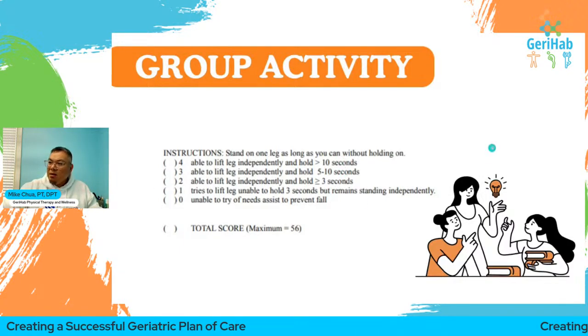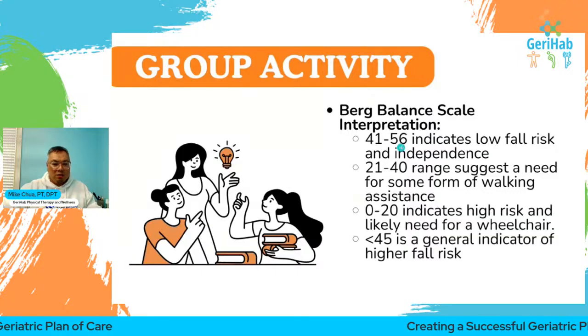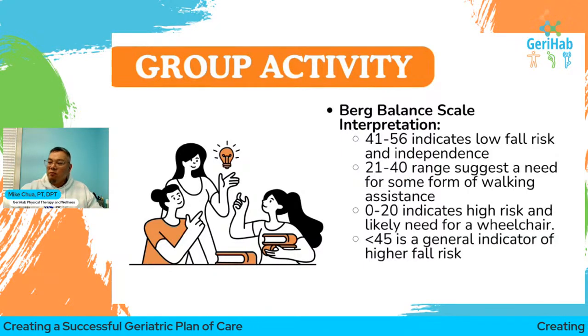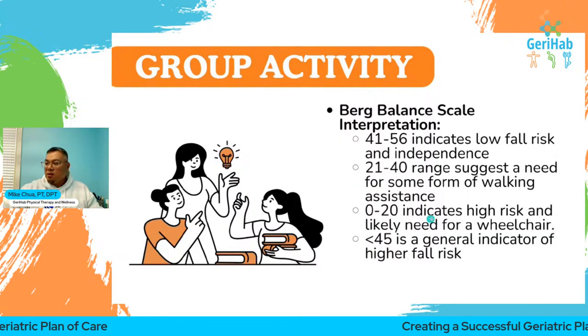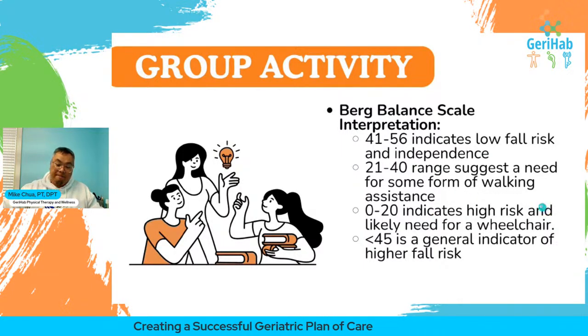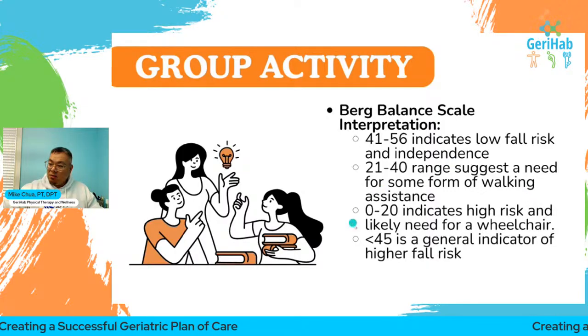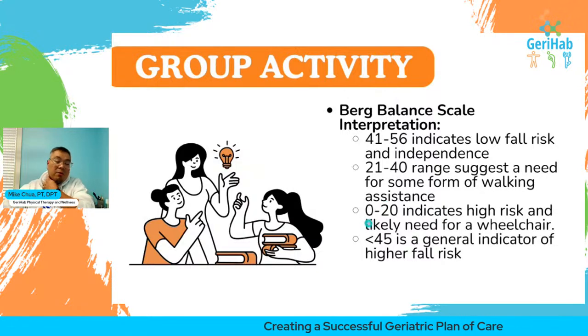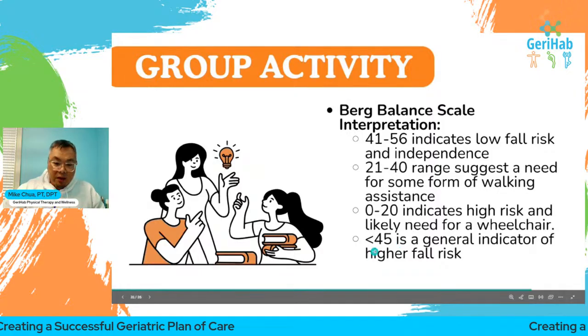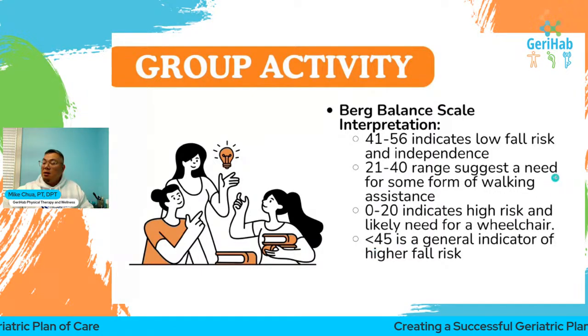So this is the interpretation: 41 to 56, you just total them up, is low risk for fall. 21 to 40, they need some form of walking assistance. 0 to 20, obviously very high risk, and they likely need a wheelchair. Most of our patients fall over here, right? So it's very important that you do a quick test like a Berg Balance or Tinetti. In general, less than 45 is a high risk for falls. And how many patients do we see that can't do those tests?